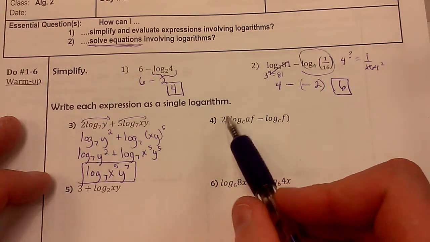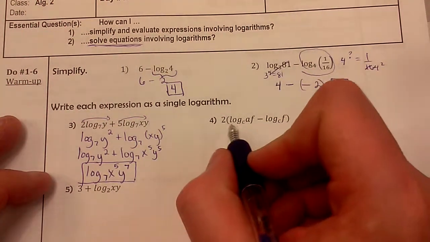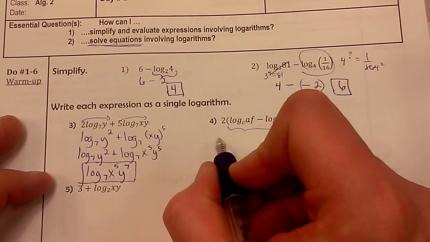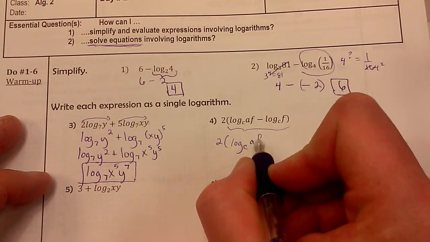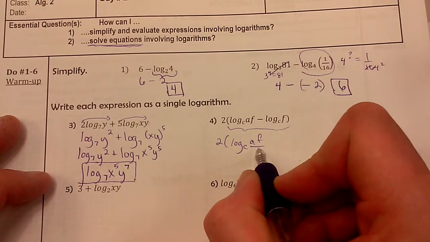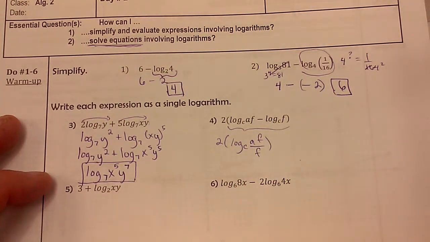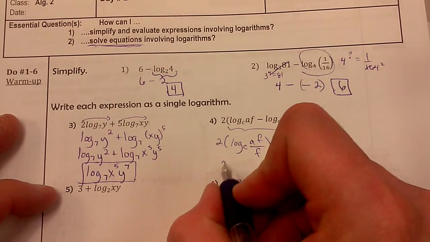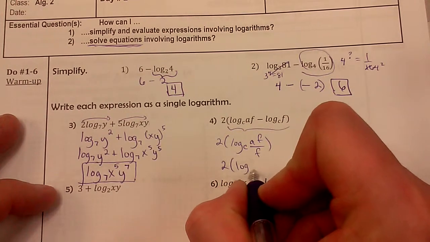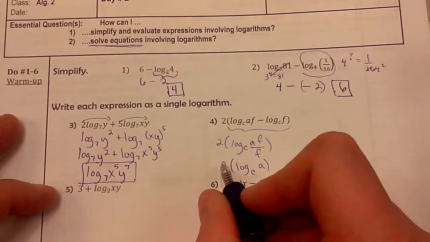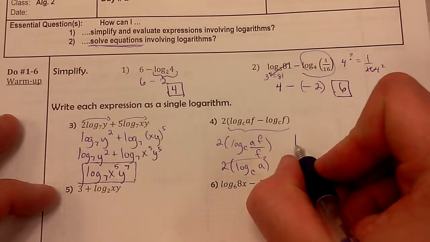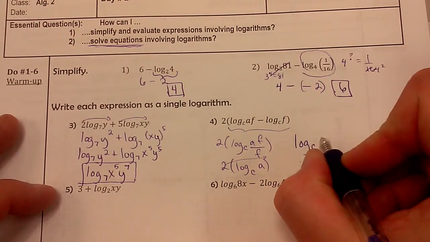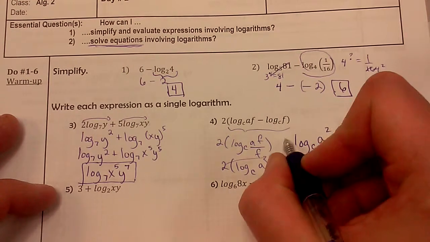So now this coefficient applies to this whole thing. So I'm going to go ahead and simplify this first. I still have 2 here. Log base c of a to the f over, so subtraction means we divide. That's our quotient property. So this is 2 log base c of a. And then this becomes my power with my power property. So my answer is log base c of a squared.